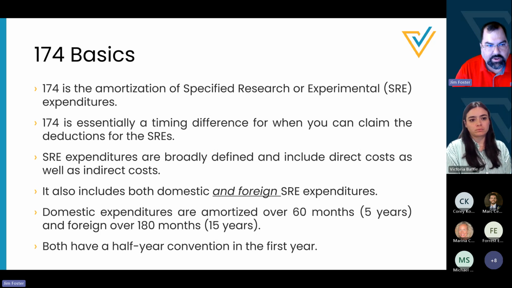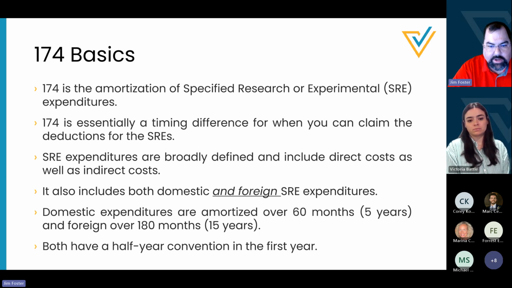Now you have to amortize all your 174 cost. And the amortization is not optional. It's a matter of if it is 174, you are required to amortize it. And it's broader than the R&D credit. A lot of people confuse the credit and 174 as the same thing. Well, if you remember on the 4-part test, only one part was that it had to be 174, and then you had 3 others you had to hop through. So the credit's more limiting. 174 is broader because it includes both direct costs as well as indirect costs and foreign and domestic costs.